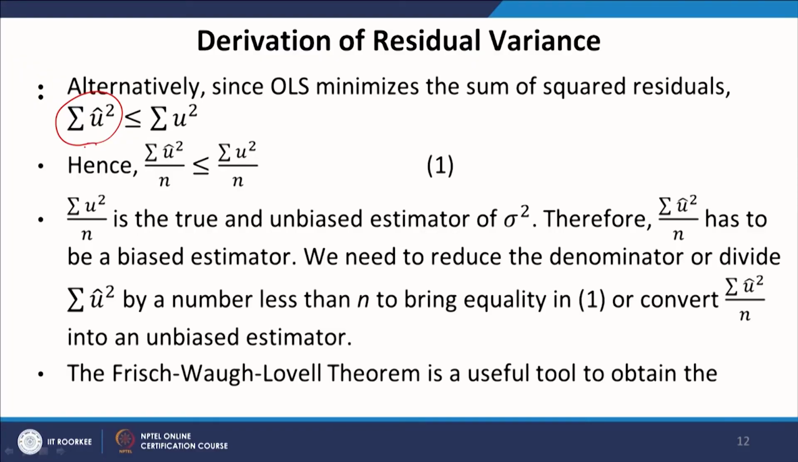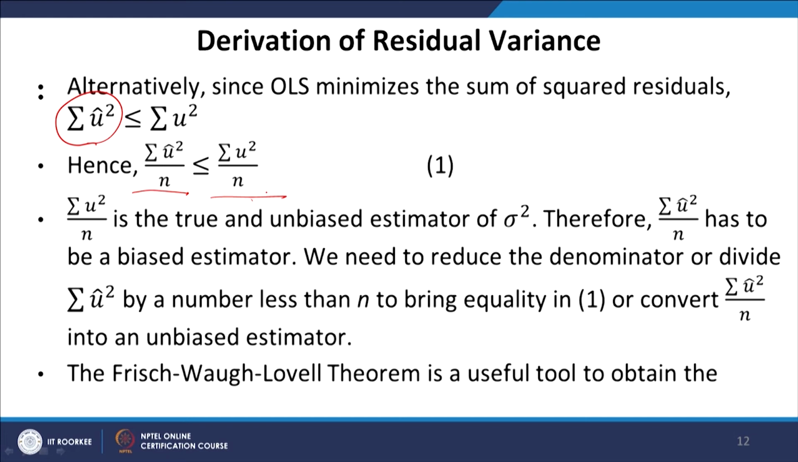Alternatively, since OLS minimizes the sum of squared residuals, which is a deliberate attempt to make it the smallest possible, summation u hat square must be less than or equal to summation u square, that is, its population counterpart. Hence, summation u hat square divided by n should be less than or equal to summation u square by n. Summation u square by n is the true and unbiased estimator of sigma square. Therefore, summation u hat square by n has to be a biased estimator.